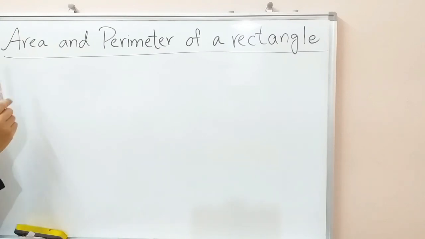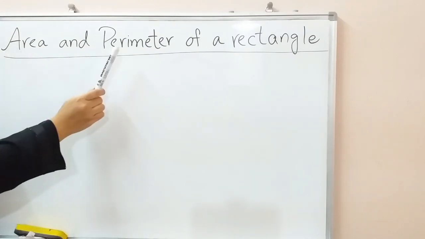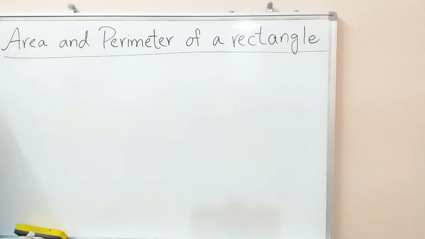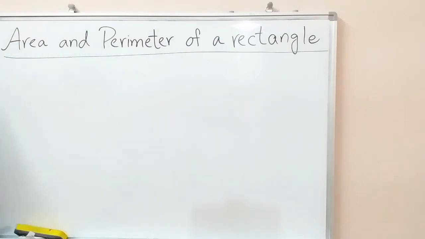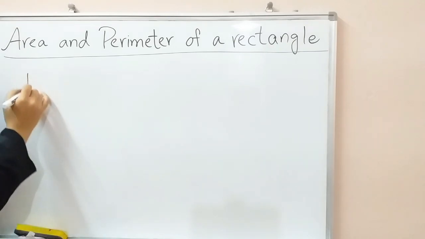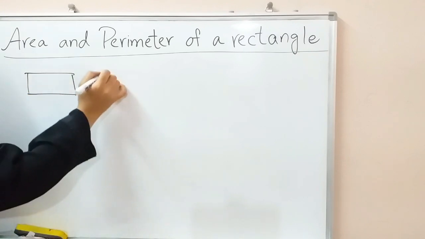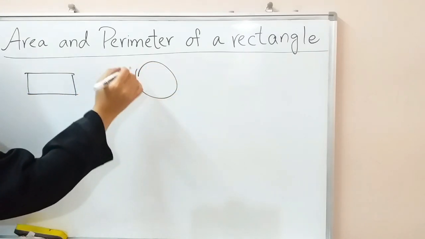Today I am going to explain to you the area and perimeter of a rectangle. First I want to tell you what is area and what is perimeter. Suppose you have some closed shapes like this or this or this.